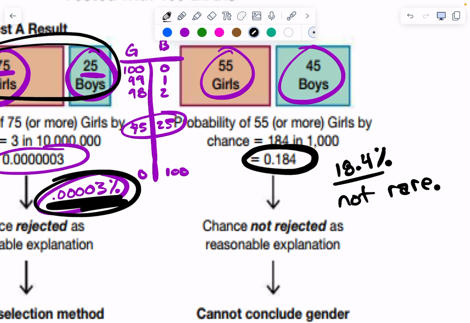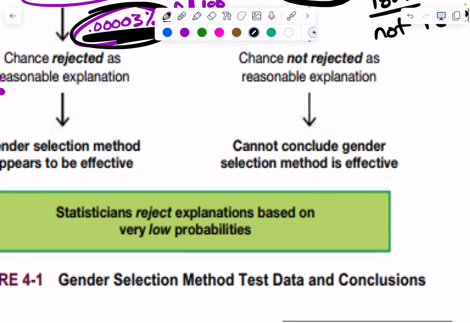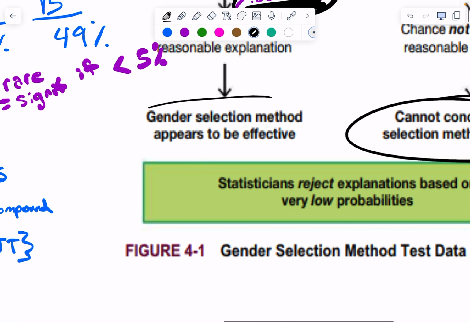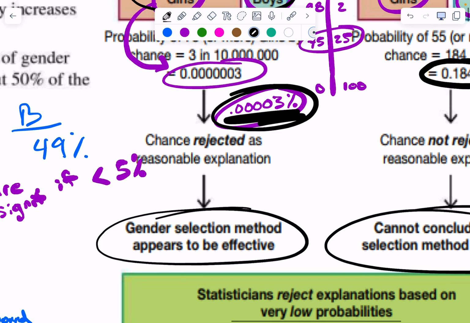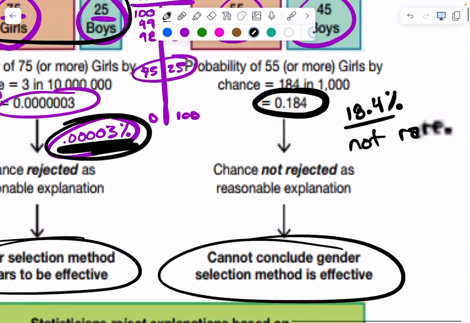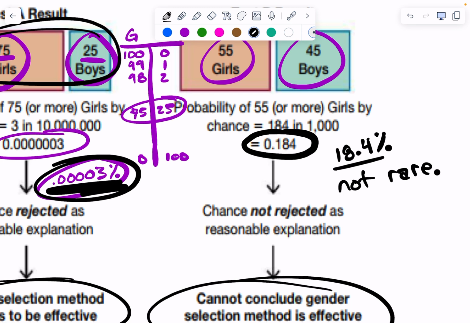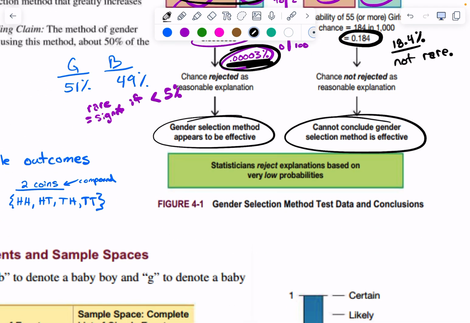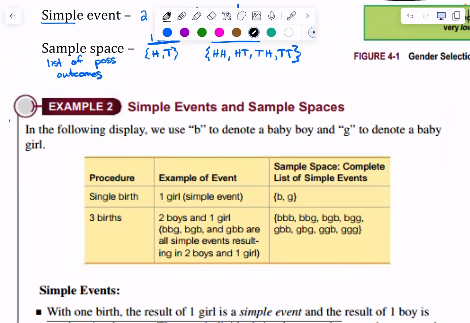could easily happen, right? Okay, so we cannot conclude the gender selection method is effective, versus over here the gender selection method does appear to be effective, because the chance of that happening is very rare. The chance of this happening is not very rare. Does that make sense? What's the cutoff? 5%. If it's less than 5%, it's considered rare. If it's more than 5%, it's like, whatever. That could happen naturally, right? Okay, my drug did not do anything. Got it?